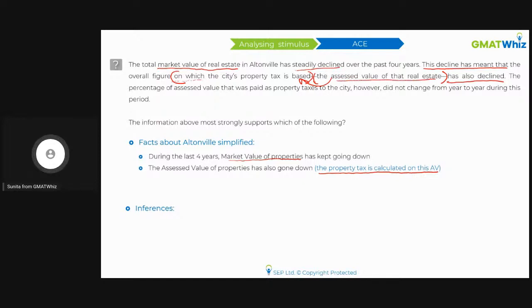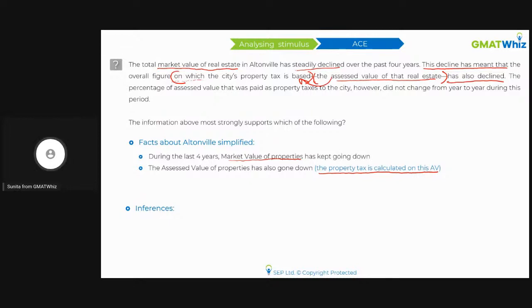And what is this assessed value? This assessed value is the value on which the property tax is calculated. So let's say if assessed value is X, property tax is a percentage of that X, probably. All right. Let's read on.